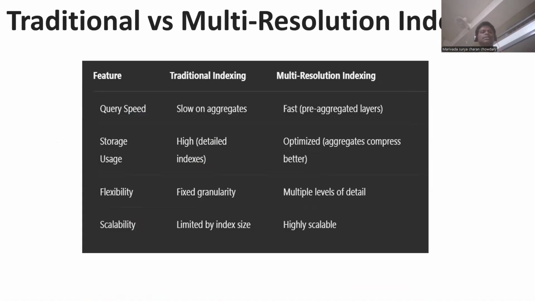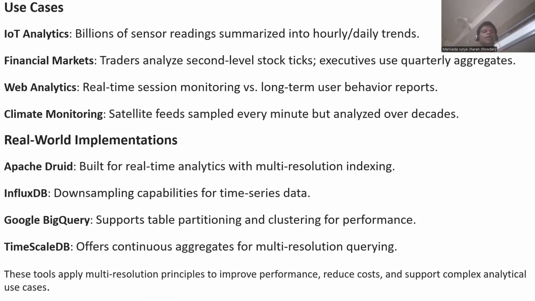Now, let's discuss traditional versus multi-resolution indexing. As you can see in the picture, the query speed will be very high in multi-resolution indexing, and the storage usage will be very low when compared to traditional indexing. And also, there will be multiple levels of detail which provide the highest flexibility, and scalability will also be very high in multi-resolution indexing. Now, let's discuss the use cases.